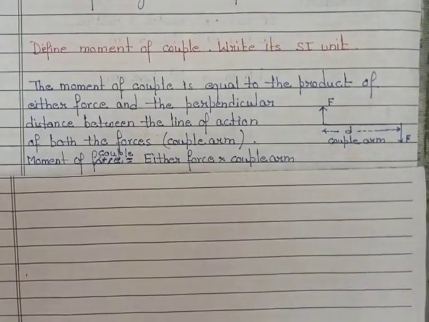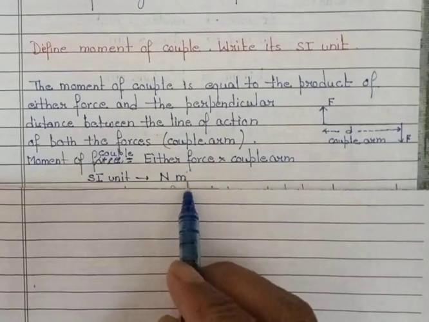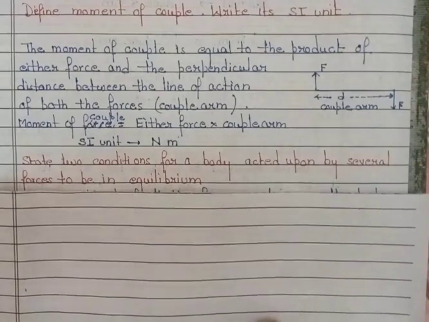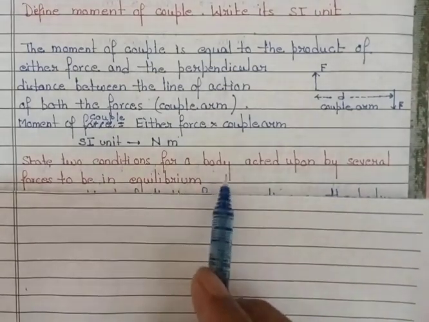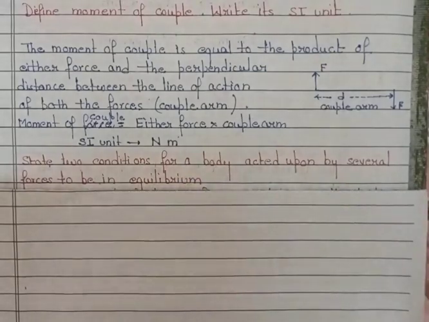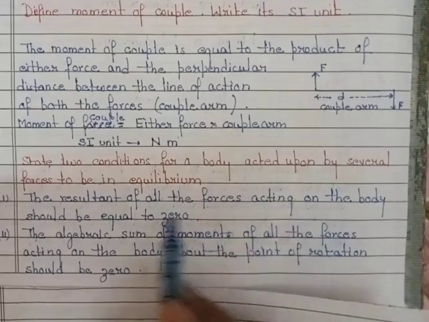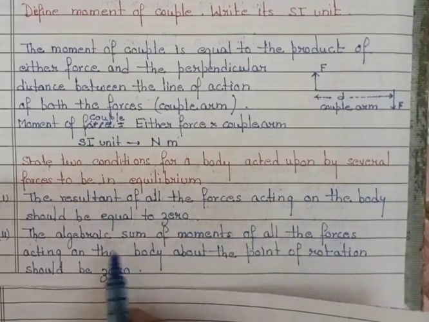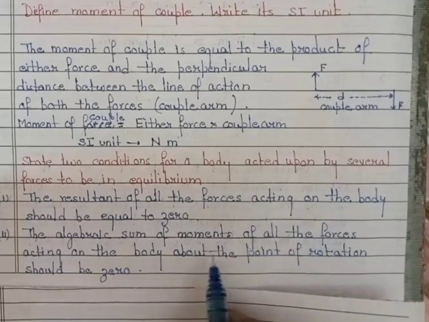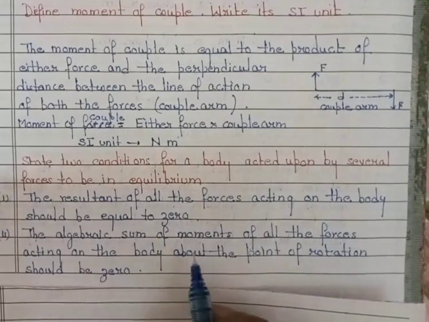Next we have to write its SI unit. So its SI unit will be Newton meter. Okay, the next question we have, state 2 conditions for a body acted upon by several forces to be in equilibrium. So the answer is the resultant of all the forces acting on the body should be equal to 0, and the algebraic sum of moments of all the forces acting on the body about the point of rotation should be 0. So these are the 2 conditions.